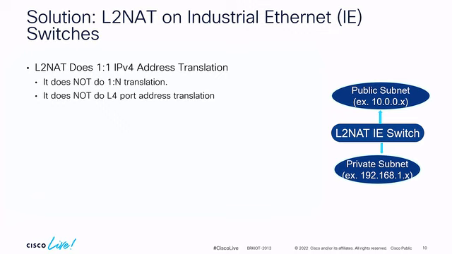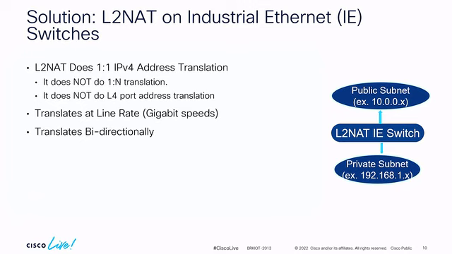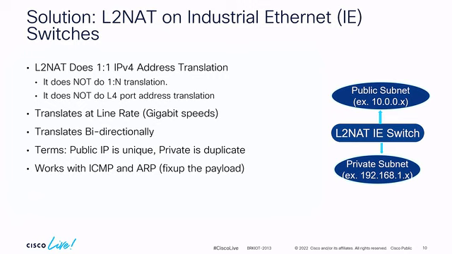And it does not do layer 4 port addressing. It will work at line rate. It's an Ethernet switch, works at line rate, both ways, bidirectionally. So if something's coming in from the public with a public IP address, it comes into the switch, gets translated, comes back out private, and vice versa. We're going to use a lot of these terms, public and private. Public is always referring to the public side where you have to have a unique IP address, and the private side is referring to something inside the machine where it would be duplicated from one machine to the next.